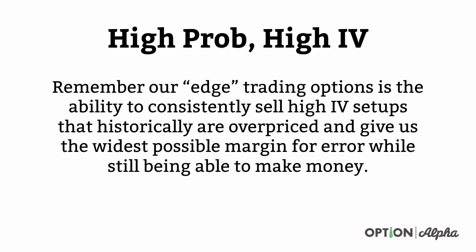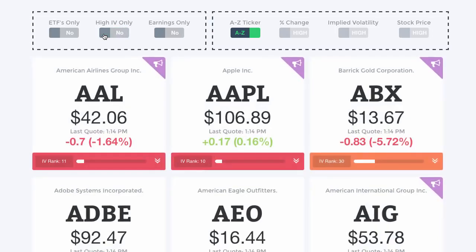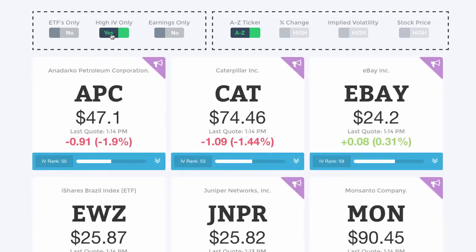Now, what we've done here at Option Alpha is we've built our own in-house watch list software that hopefully accomplishes this goal for you and makes it incredibly, incredibly easy. So when you head over to the watch list page, you'll see this. It'll have live market data if you've obviously purchased access to the watch list. But one of the things you can do is just quickly toggle on and off between high implied volatility and not.